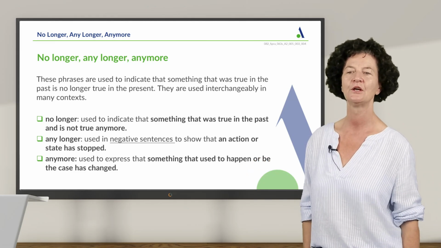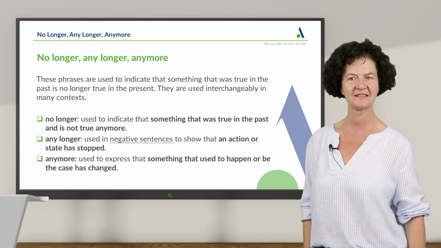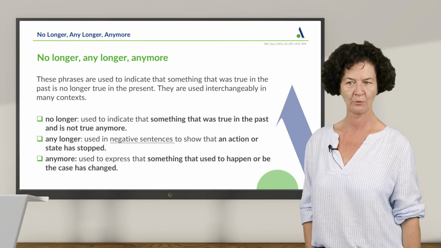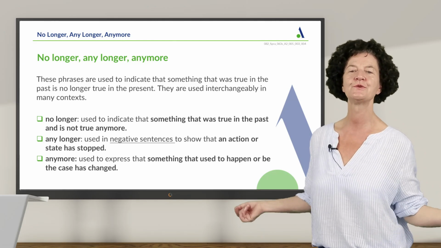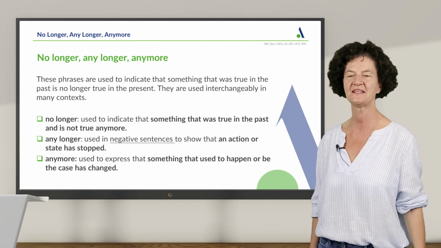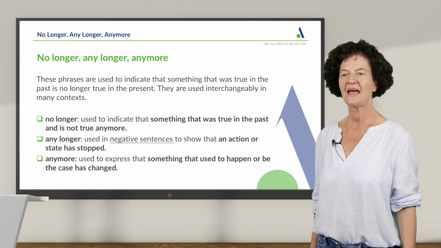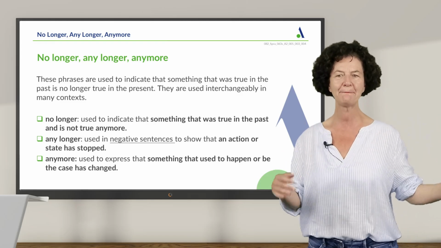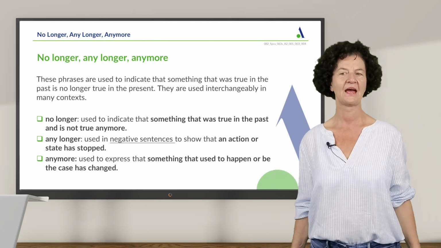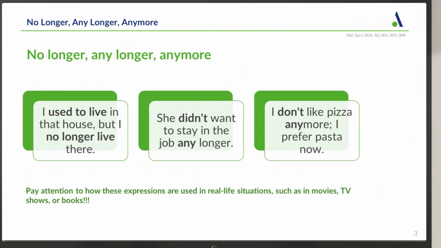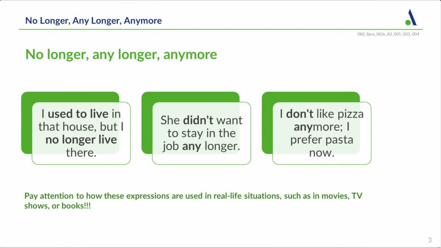Here are some examples. No longer is used to indicate that something that was true in the past is not true anymore. Any longer is used in negative sentences also to show that this action or state has stopped. And anymore is used to express something that used to happen or be, and the case has changed. All right. I used to live in that house, but I no longer live there.